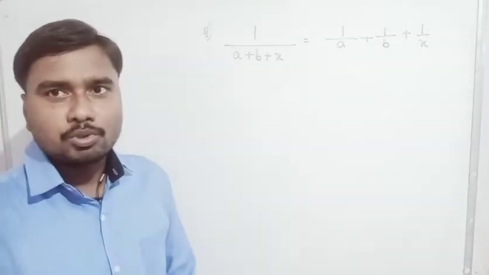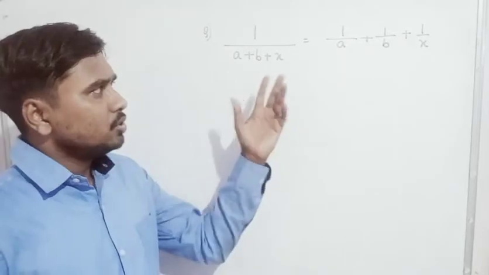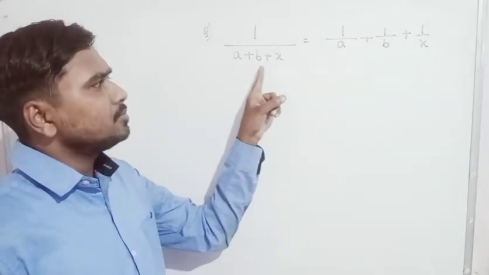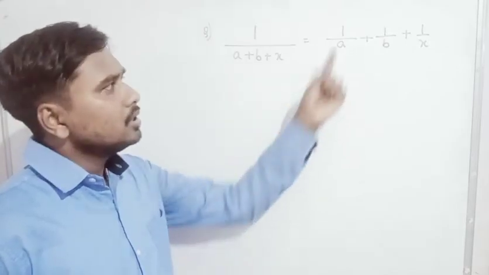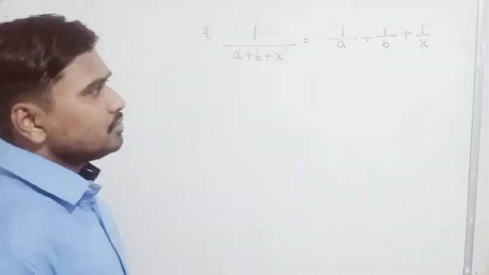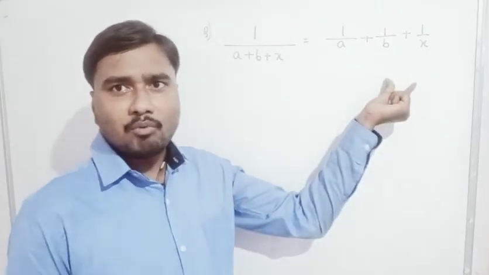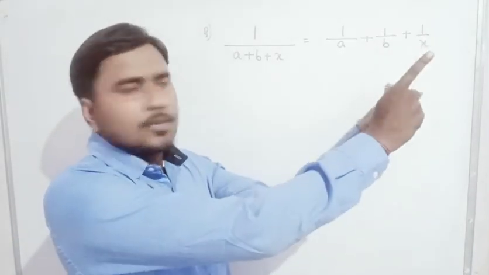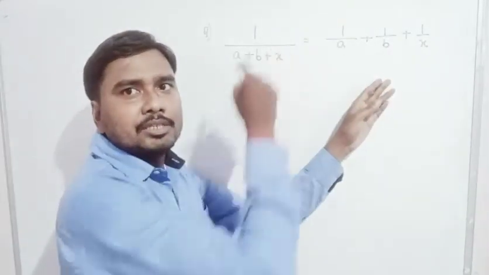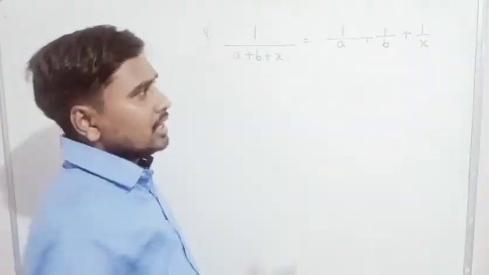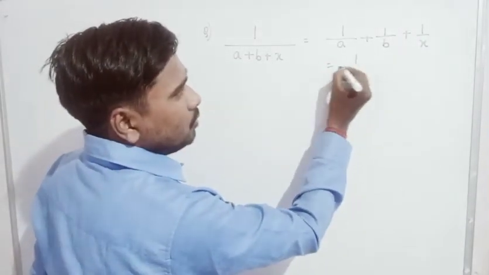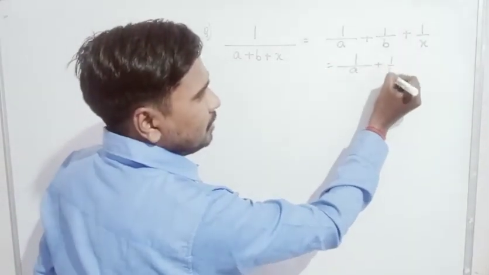So there are some additional questions which you should know from quadratic equation. So this is 1 by a plus b plus x together, 1 by a, 1 by b, 1 by x, separately. The first thing is that we have to find the value of x. So we will shift this 1 by x this side. Clear? Now here only 1 by a and 1 by b will be left.